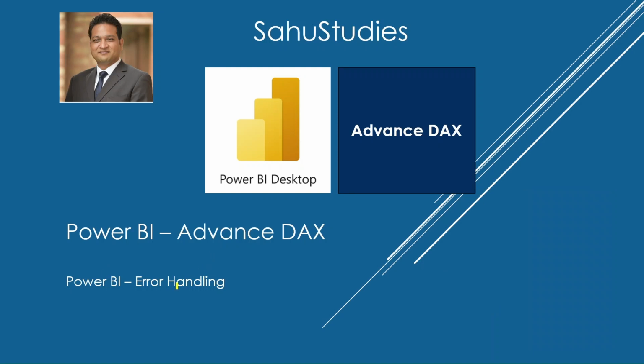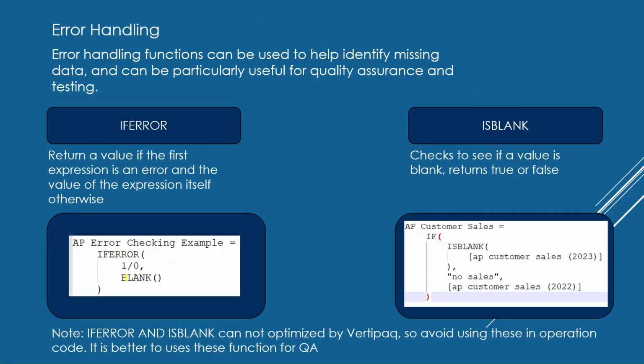In this video, we are going to discuss error handling in Power BI. Error handling functions can be used to identify missing data and can be particularly useful for quality assurance and testing. Most of the time in Power BI, we are using error handling at the time of quality assurance or whenever we are doing testing.